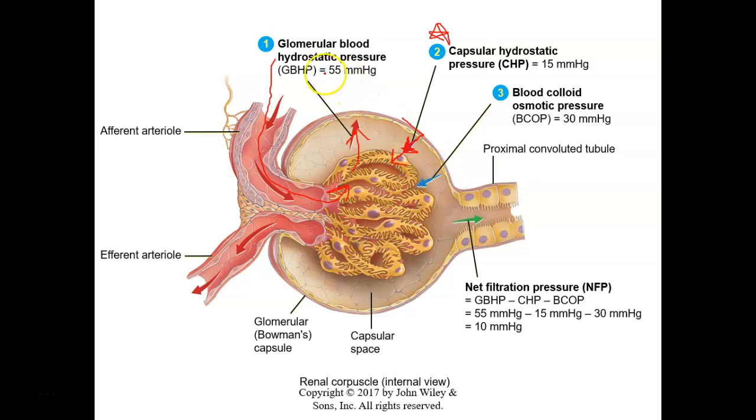But as long as blood hydrostatic pressure is greater, let's just look at these two numbers here, 55 and 15. This is still 40 millimeters of mercury greater, so we're still going to have more filtrate produced. Awesome.